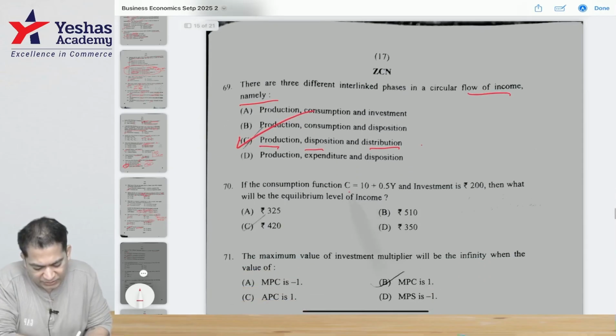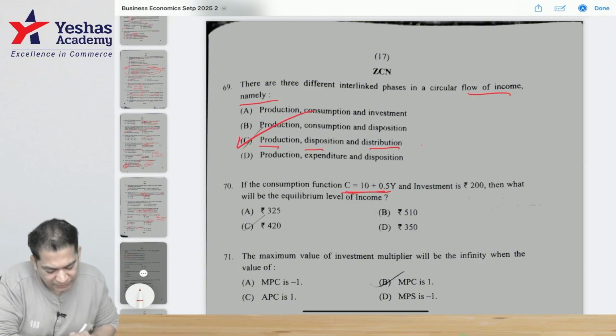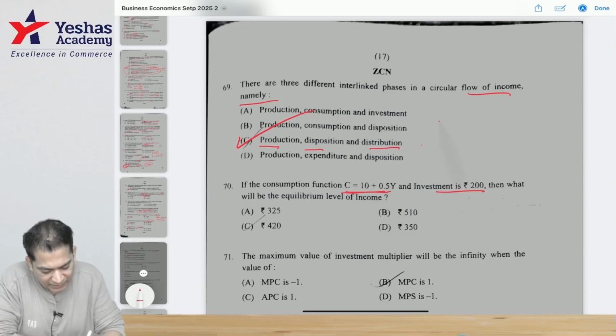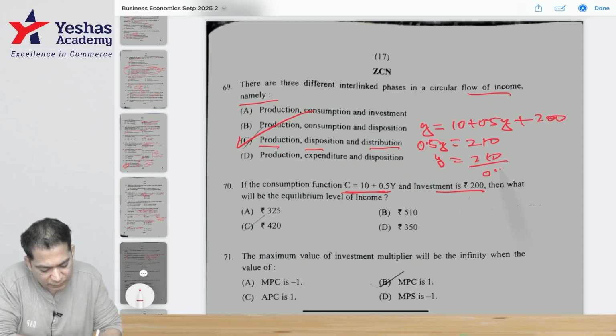If the consumption function is C equals 10 plus 0.5Y, investment is 200, what will be the equilibrium level of income? What did I tell you? That Y equals C plus I. C is 10 plus 0.5Y, plus I is 200. So 0.5Y will go down here. Y minus 0.5Y is 0.5Y equals 210. So Y will be 210 divided by 0.5. That will be 420. That will be your answer.